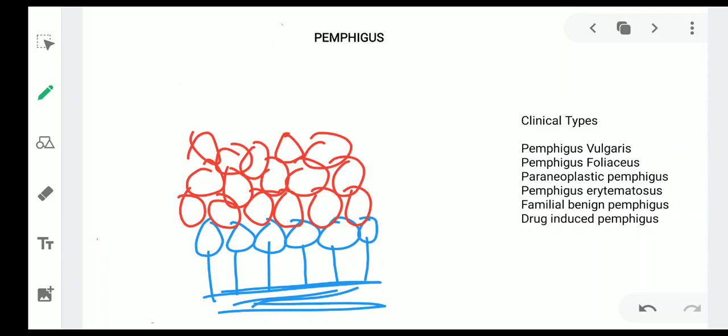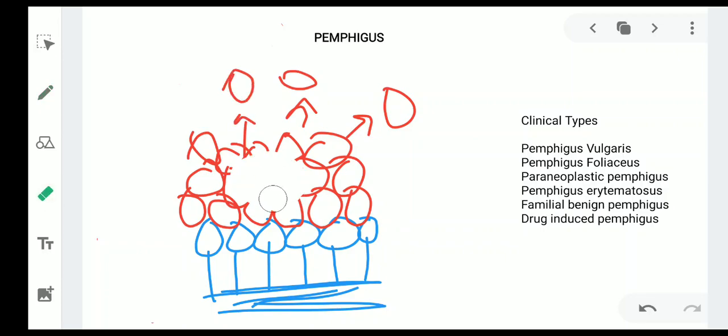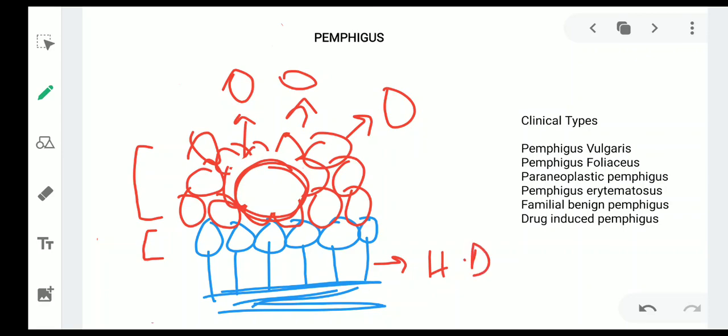Now what will happen if the glue is removed in between them? They will start moving away from each other, causing a space in between. Here a space will be formed. So consider this as the stratum spinosum. This is the set of basal cells. These are hemidesmosomes, which attach the basal cells to the basement membrane.